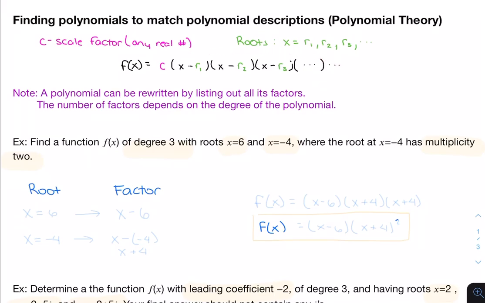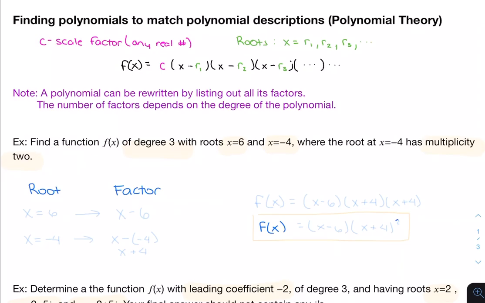The roots, also known as x-intercepts or zeros, can be listed in the form x equals 1, 2, 3, 4, whatever the roots are. And they can be listed as factors by just taking x and subtracting it from the root. The number of factors depends on the degree of the polynomial or function. So for example, if you have a polynomial of degree 5, then that means that you will have 5 factors. Let's take a look at an example.